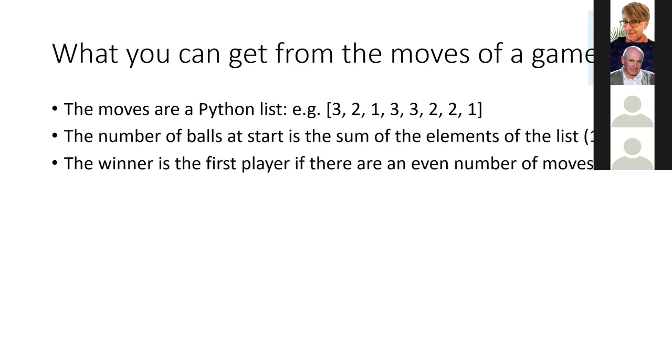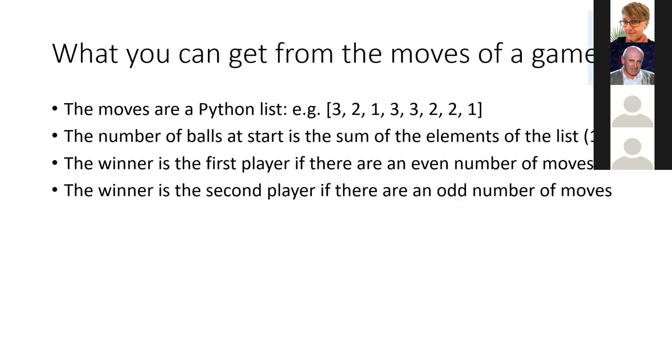More interestingly, if we see whether there were an even number of moves or an odd number of moves, we can tell who won. So if there were an even number of moves, it was the first player who won. And if there were an odd number of moves, it's the second player. And that's simply because if it's an even number, then it must have been the second player who took the last ball. If it's an odd number, it must have been the first player.